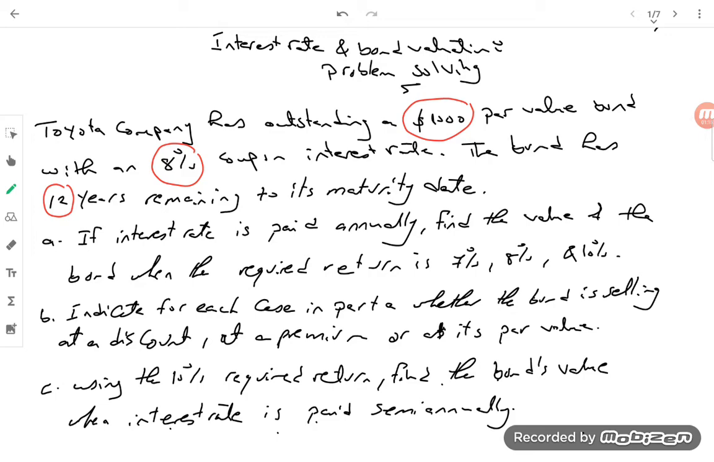Requirement number 2, indicate for each case in Part A whether the bond is selling at a discount, at a premium, or at its par value. Number C, using the 10% required return, find the bond's value when interest rate is paid semi-annually. Let's start with number A.